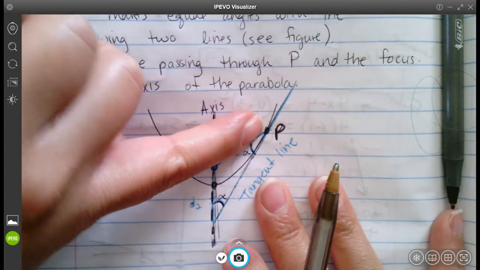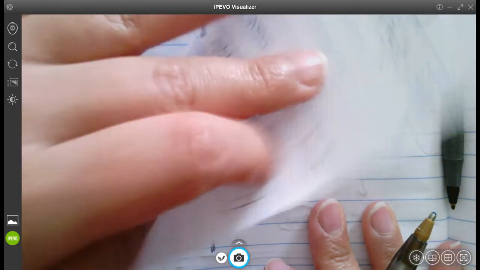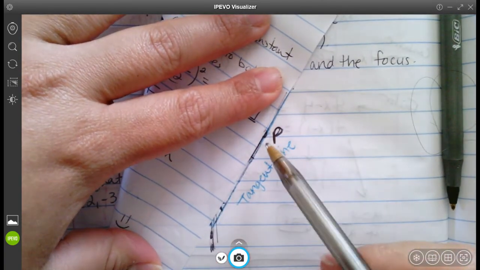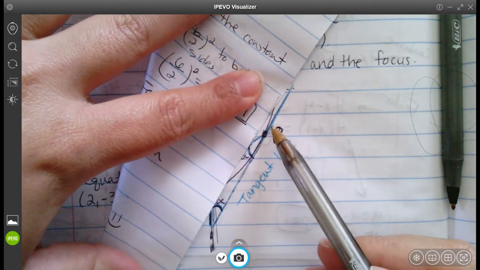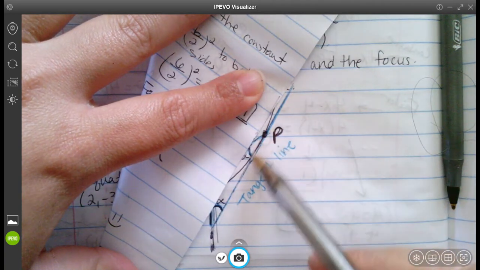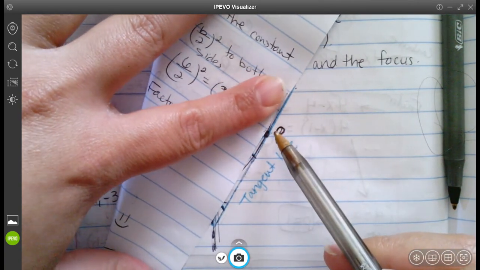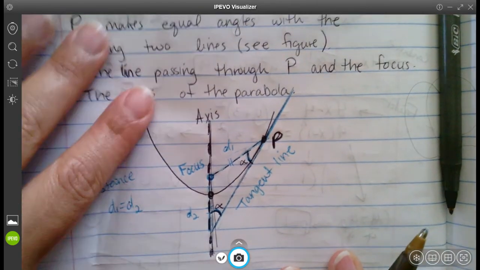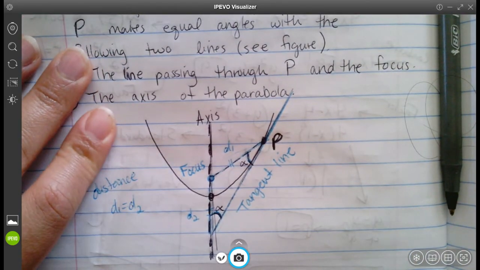What I did is I picked a random point, and then I just kind of folded my paper, and I said, I'm going to try to make this line to where it's only touching at that one point. So you'll notice that it's not touching any other point on the parabola. It's a pretty accurate representation. And what it is, is a line that will only touch at that one point.